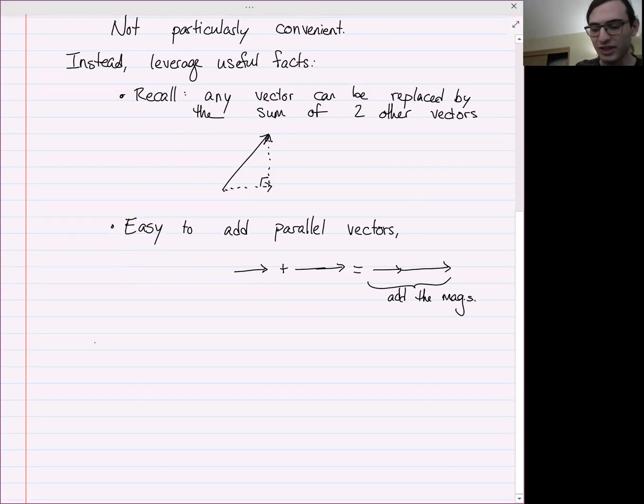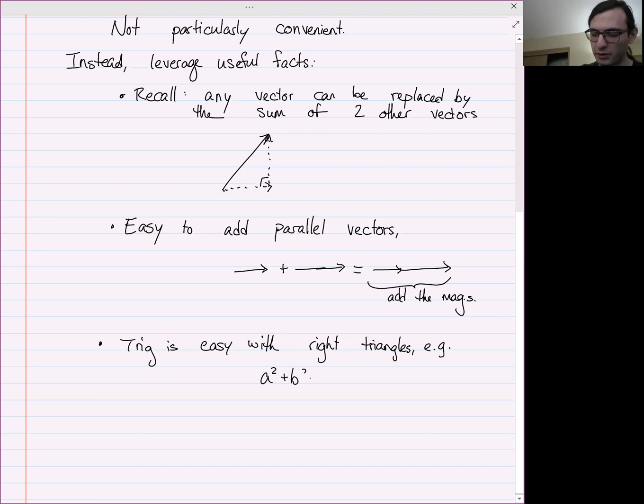And then the third fact doesn't really have to do with vectors, but it's a fact of geometry that trigonometry is easy with right triangles, right? If you want to compute the length of a hypotenuse or the length of a third side, you just use the Pythagorean theorem, right? You know, a squared plus b squared equals c squared.